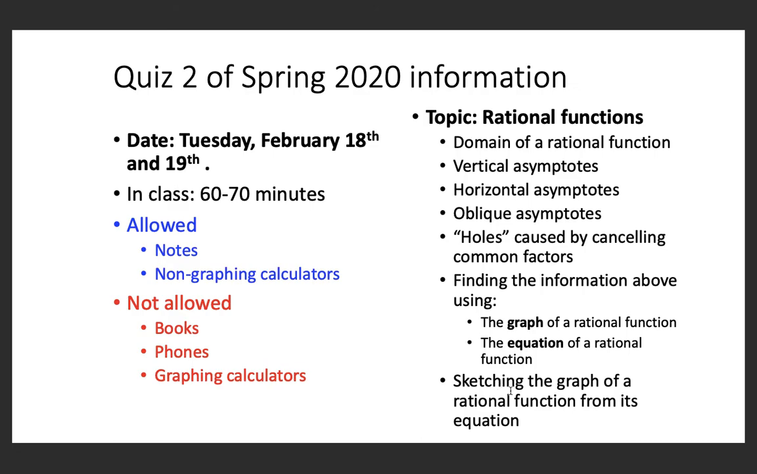Then sketching the graph of a rational function from its equation. Suppose the equation of some rational function is given, then from it we have to draw the graph. And as you know, to draw the graph we need to find a couple of things: the asymptotes, the x-intercepts, the y-intercepts, then the shape of the graph. For the shape of the graph, we need some additional points. This is how we draw graphs of rational functions. So the last one is the drawing.